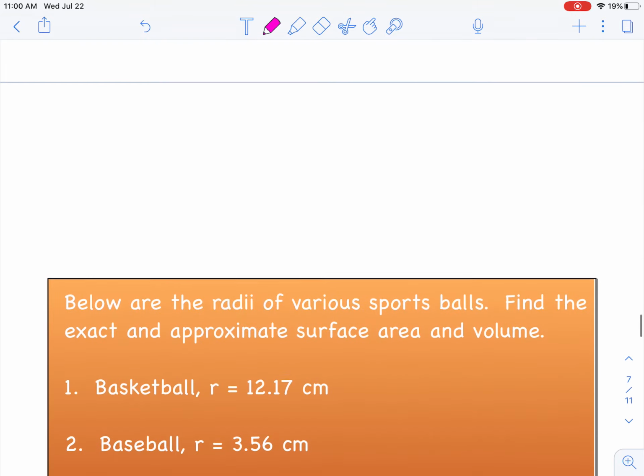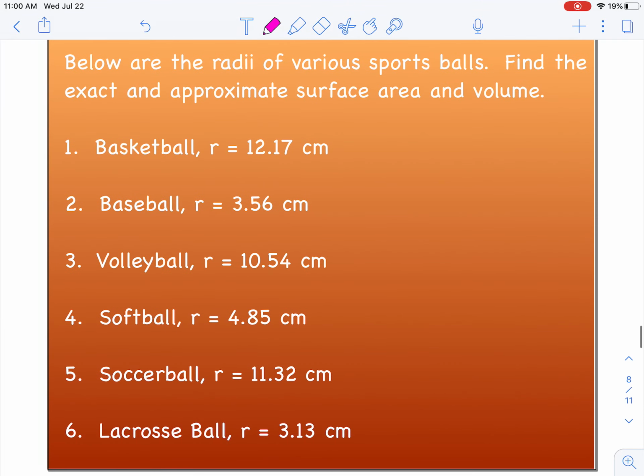Where again, we really only need the radius to calculate volumes and surface areas. So here are some radii of various different sports balls. Find the exact and approximate surface area and volume. It really doesn't matter what we pick. I like to compare similar ones. So this is a baseball, and we'll compare that to the lacrosse ball. They're somewhat similar in size, you can see, and so we'll see how just a little bit bigger radius makes a difference.